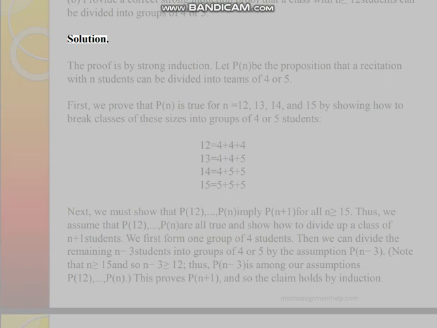Solution. The proof is by strong induction. Let P(n) be the proposition that a recitation with n students can be divided into teams of 4 or 5. First, we prove that P(n) is true for n equals 12, 13, 14, and 15 by showing how to break classes of these sizes into groups of 4 or 5 students. 12 equals 4 plus 4 plus 4, 13 equals 4 plus 4 plus 5, 14 equals 4 plus 5 plus 5, 15 equals 5 plus 5 plus 5.